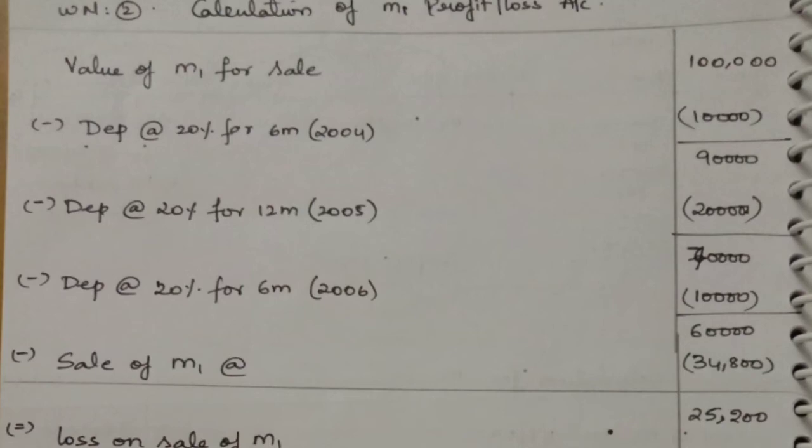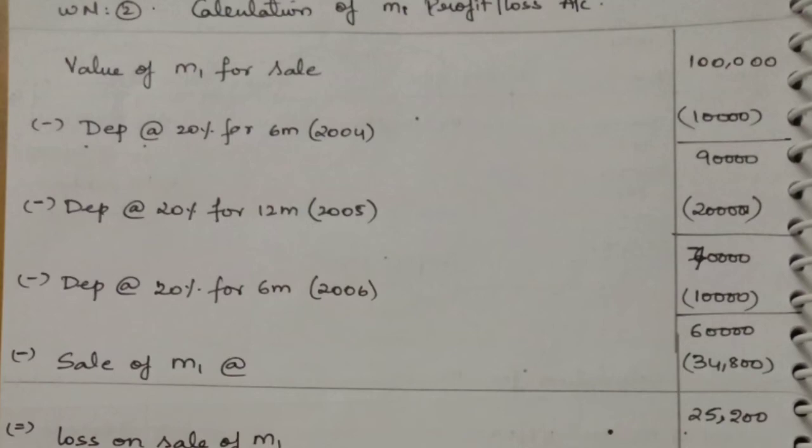Okay, and for the 1/3 of the machinery 1 you sold on 1st July 2006, you need to calculate this separately. So just do a separate working note, that is value of machinery 1 for sale is 1 lakh, that is 3 lakhs into 1 by 3 comes to 1 lakh. Okay, this 1 lakh is the amount in the year 2004. But we are taking the depreciation every year, right? So in the same way, you need to take the depreciation for this 1 lakh.